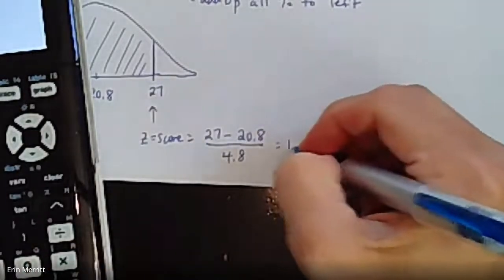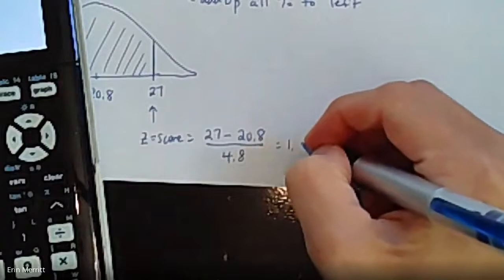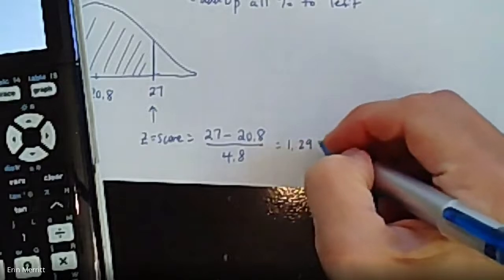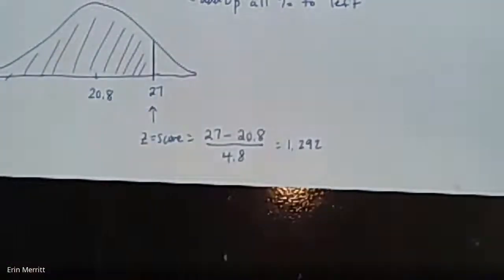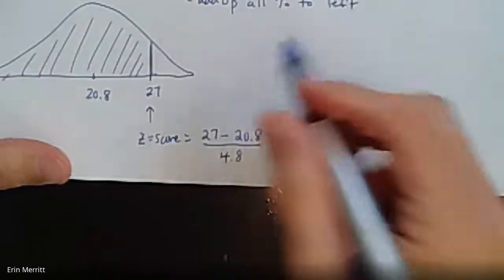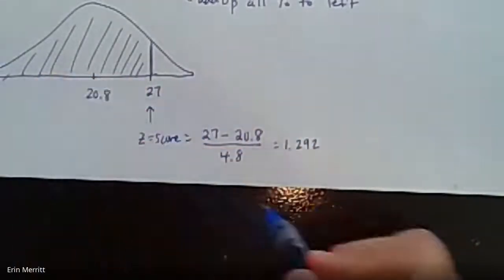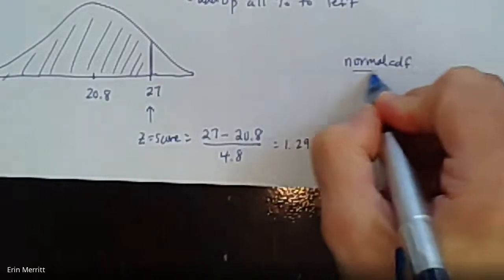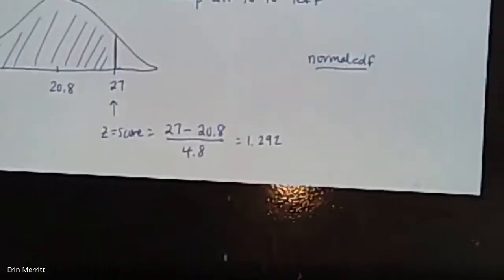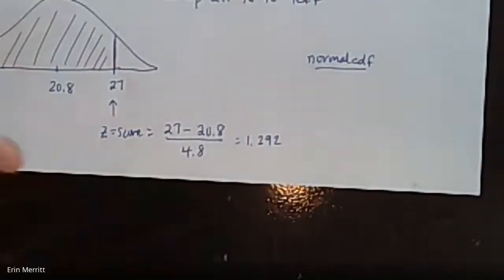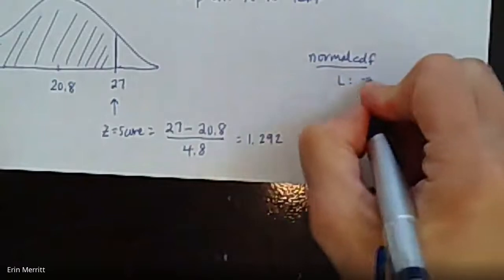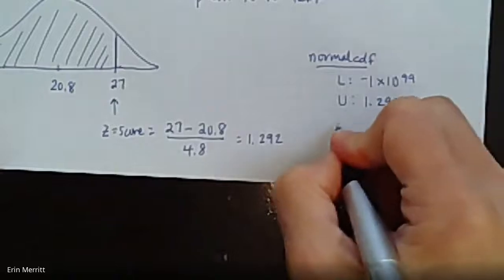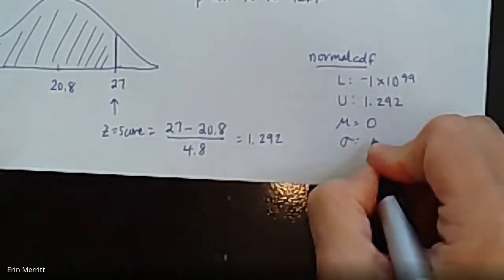We get 1.29-ish. Should try to keep that one kind of exact, 1.292. That's pretty good. And now the lower, we're going negative infinity. The upper is now this guy. So when I'm looking for your work, because yes, I look at your work when you send me your homework, don't send me a bunch of garbage. I want to see things like the lower, -1 times 10 to the 99th. The upper, 1.292. The mean, standard deviation.